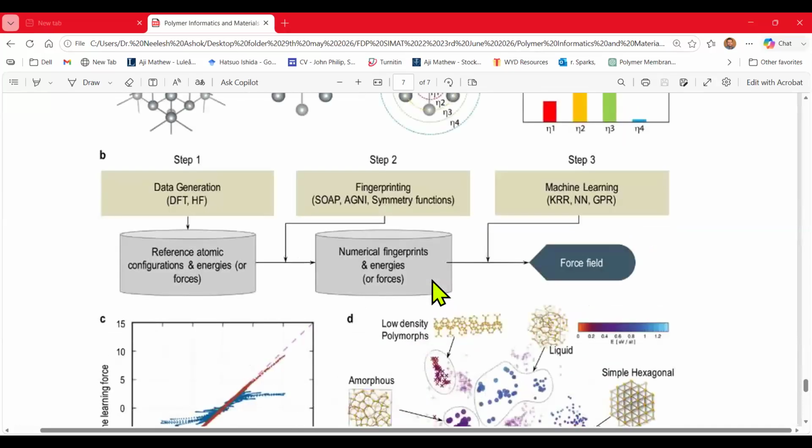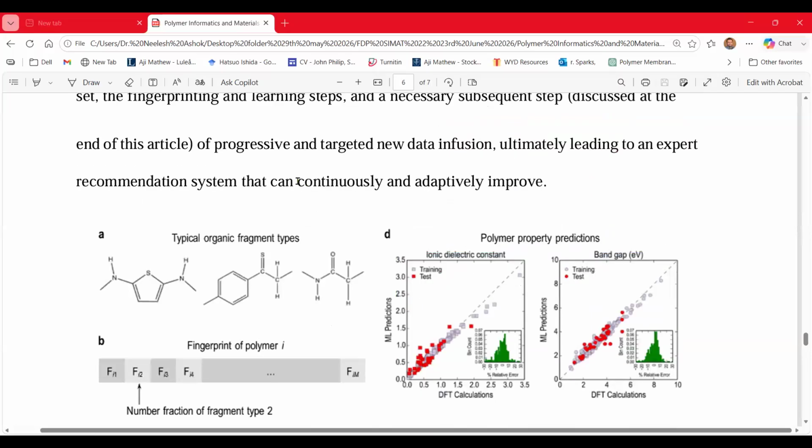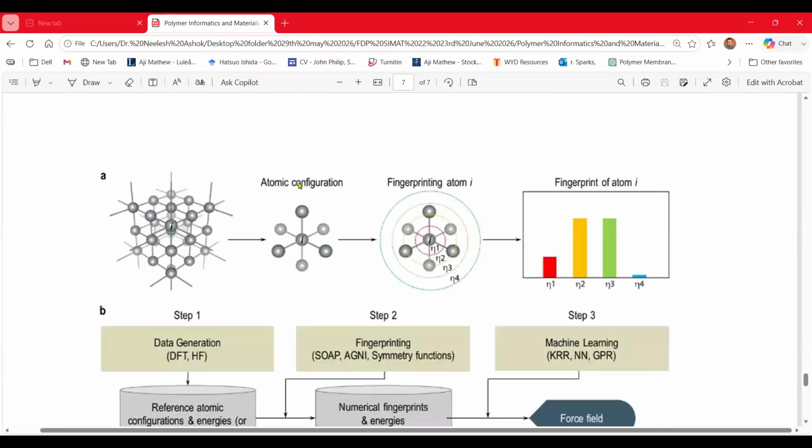So here we have another simulation. There are different types of simulations related to machine learning, and you can compare them. So these are other aspects of property prediction which I wanted to convey at this part.